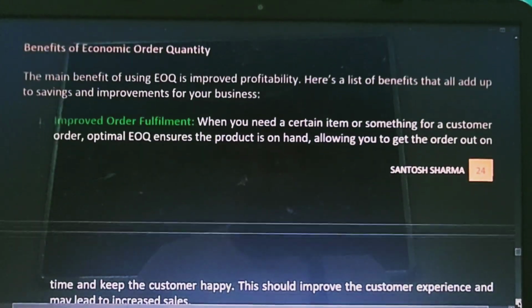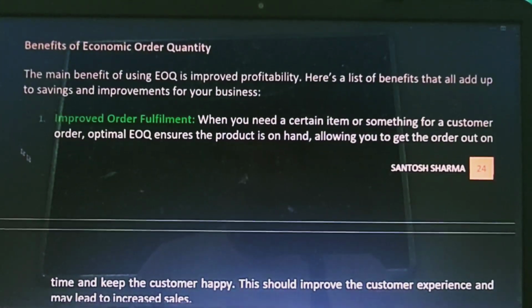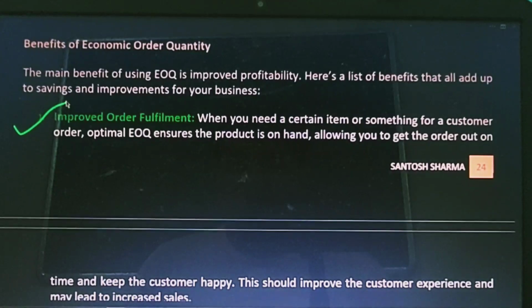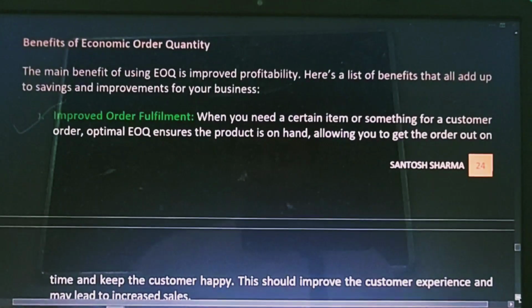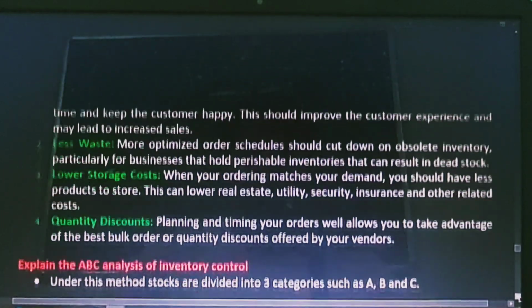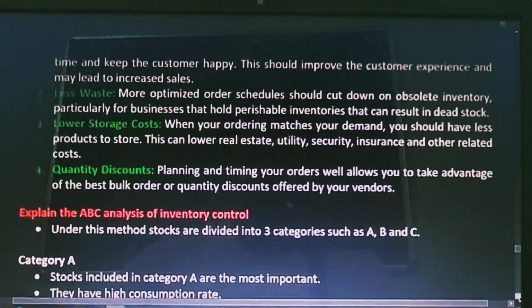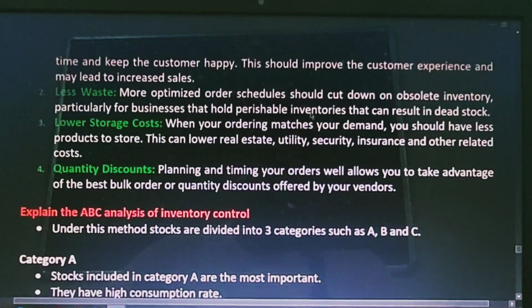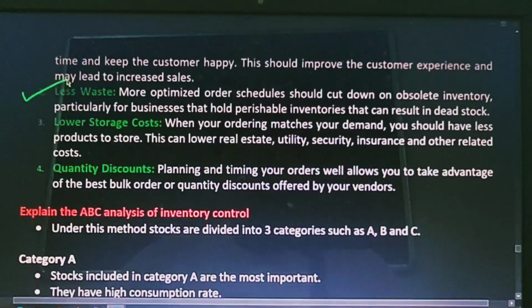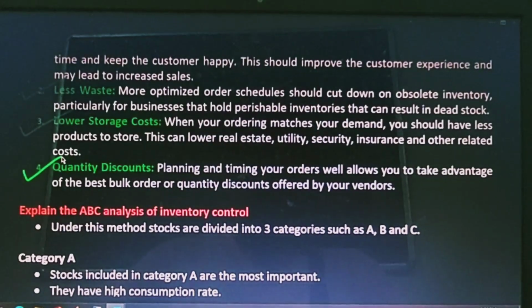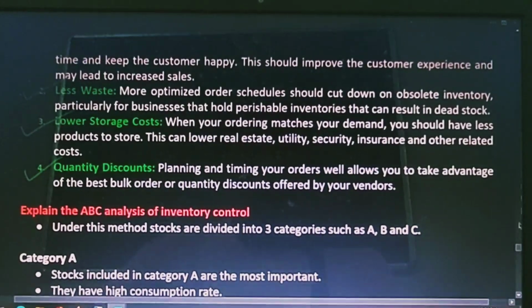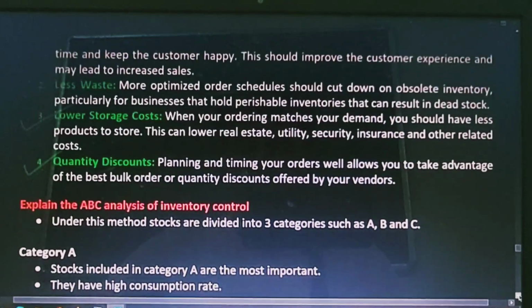Okay, let's see the benefits of EOQ. There is improved order fulfillment because you can maintain the maximum required amount of stock with you. So that will help you in fulfilling the orders in time. Less wastage, that is understood. Then lower storage cost, and the company can offer quantity discount. So these are few benefits of EOQ.